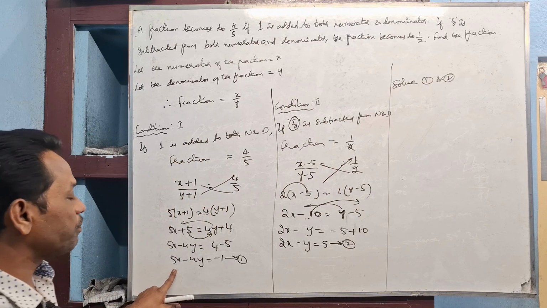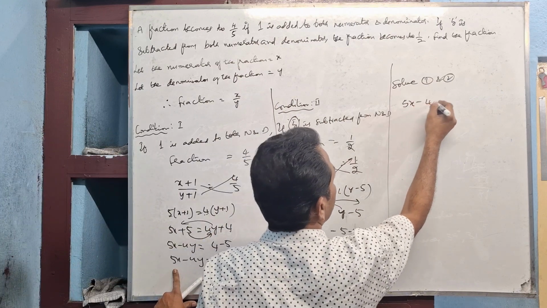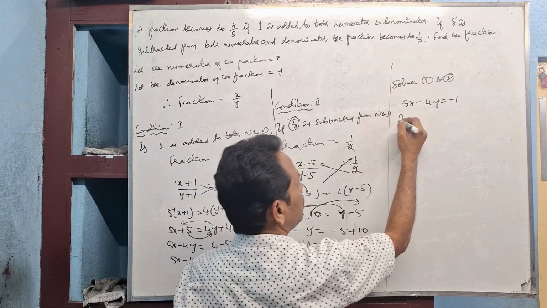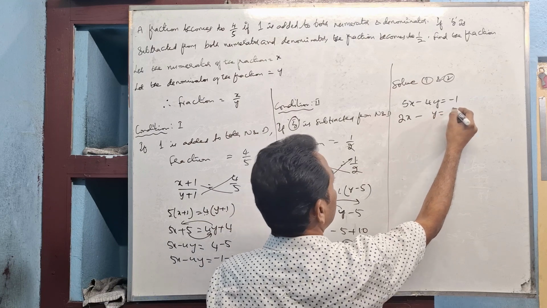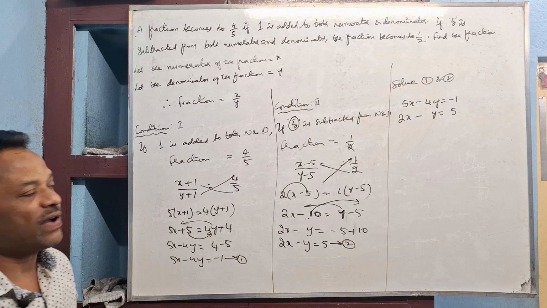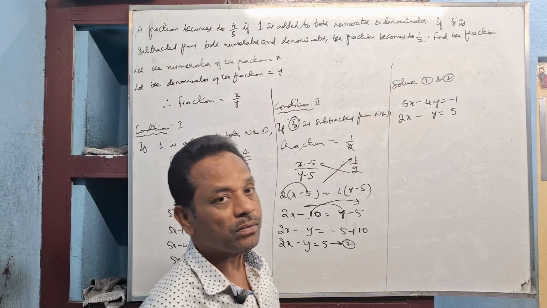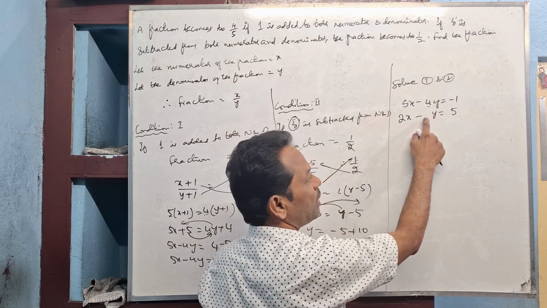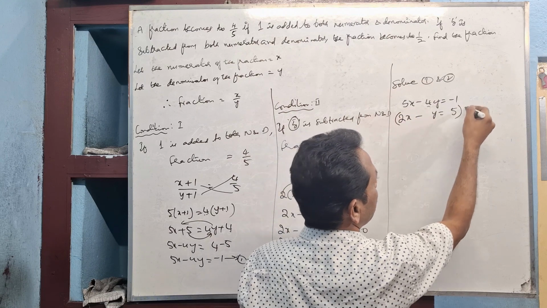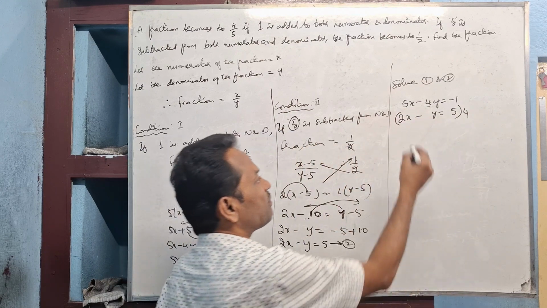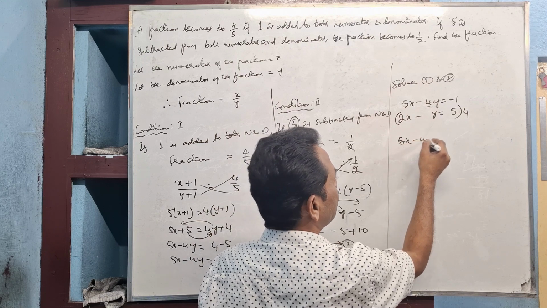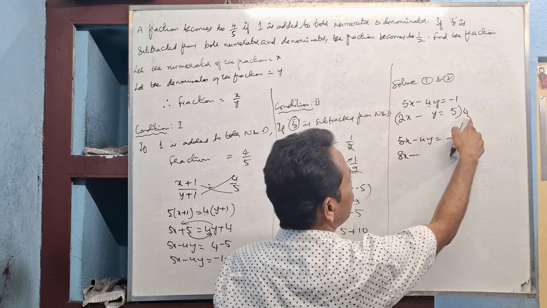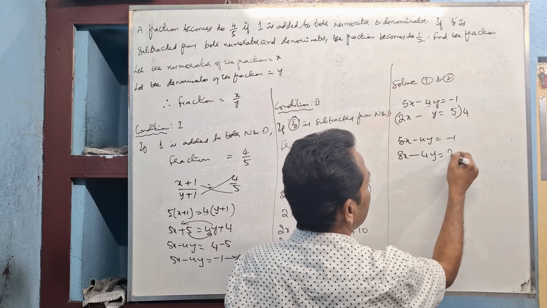What is my equation 1 here? 5x minus 4y equal to minus 1. And the second equation is 2x minus y equal to 5. How to solve this? Now here we have the coefficient 4, so try to get 4 here. That is possible when you multiply everything with 4. Now the first equation, let me take as it is: 5x minus 4y equal to minus 1. Now 4 into 2, 8x, minus 4 into y, 4y, equal to 20.